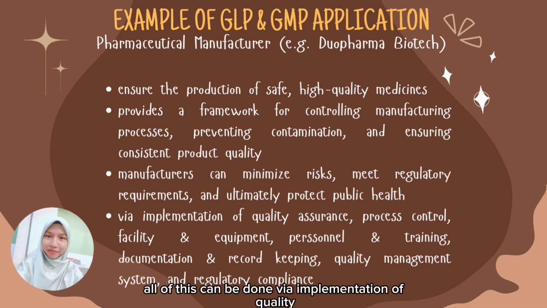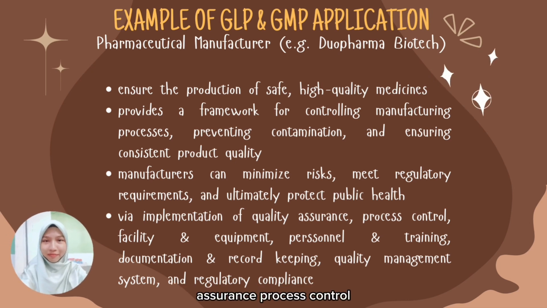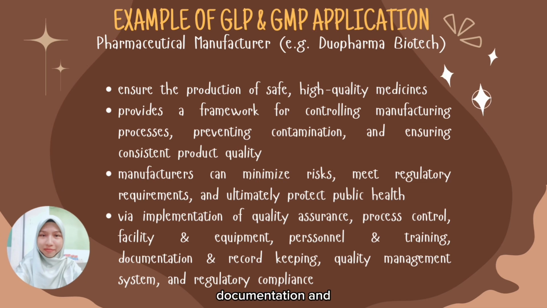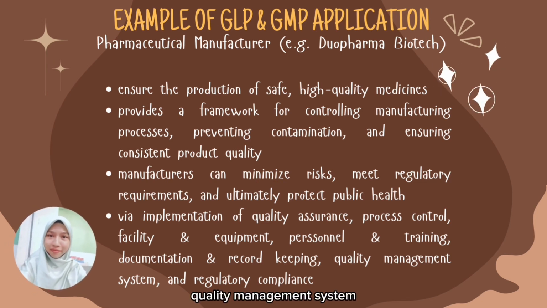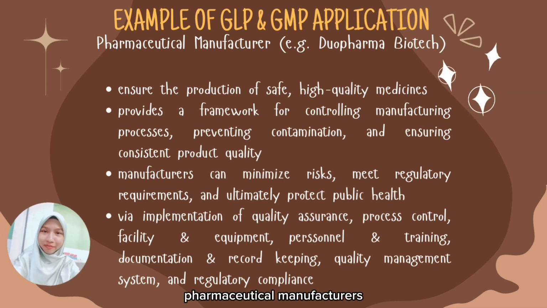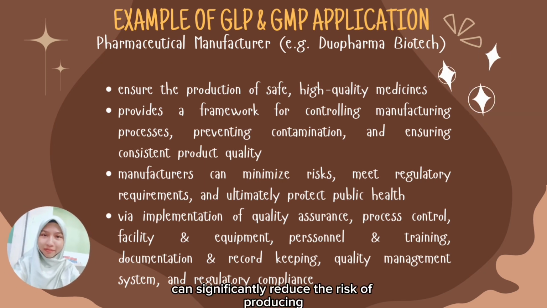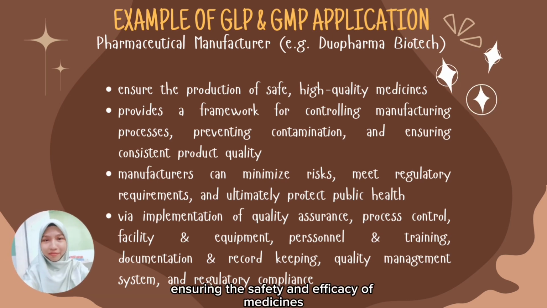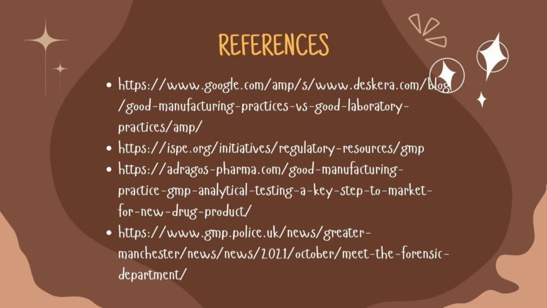All of this can be done via implementation of quality assurance, process control, facility and equipment, personnel and training, documentation and record keeping, quality management systems, and regulatory compliance. By implementing these principles, pharmaceutical manufacturers can significantly reduce the risk of producing defective or contaminated products, ensuring the safety and efficacy of medicines for patients.